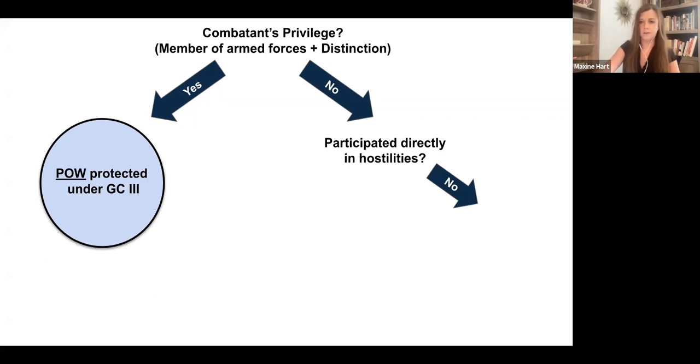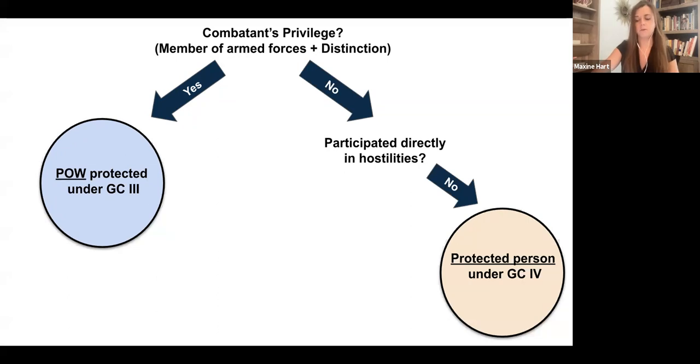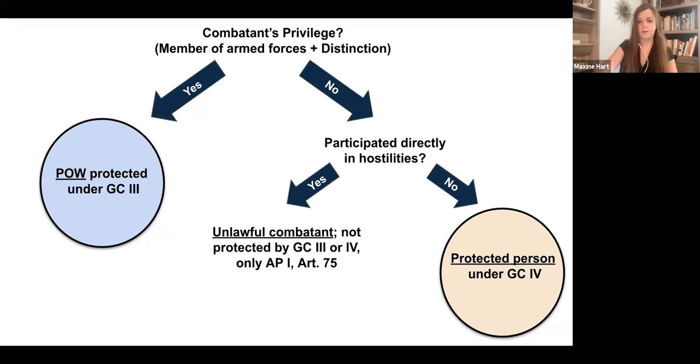If they didn't, then they are just a peaceful civilian who's being detained, then they're a protected person under the Fourth Convention. If they did, and this is the controversial part, then under this view, they're an unlawful combatant who isn't covered by either of the conventions and instead is only covered by the fundamental guarantees in Additional Protocol 1, Article 75.